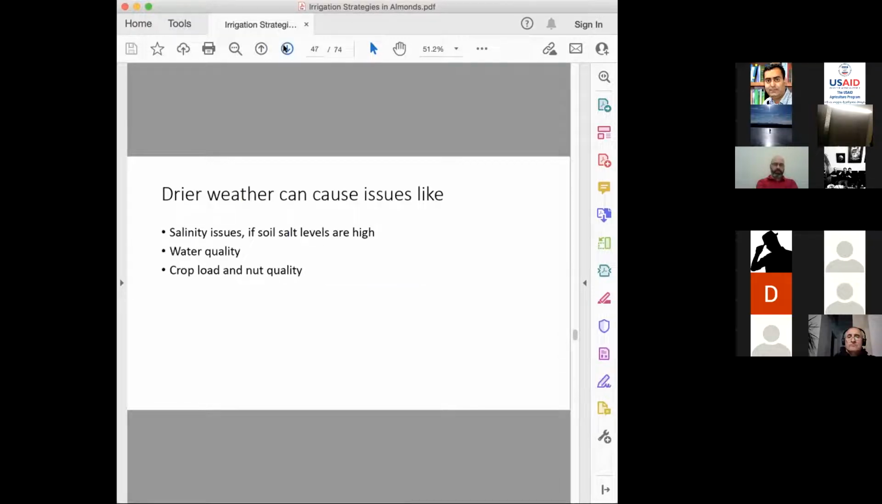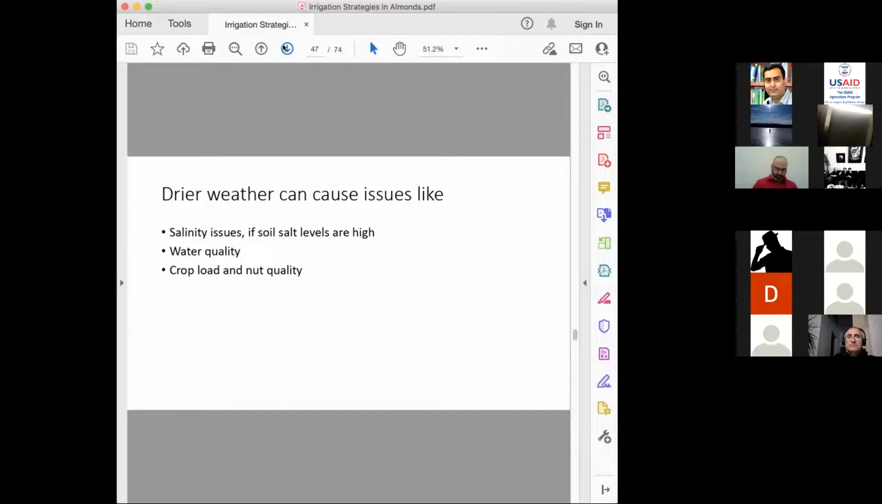So if you have dry weather, it can cause issues like salinity issues could increase multiple times if the salt levels in your soil are high. Okay. So if you have a lot of water in a flood irrigation scenario, and you have salts in your soil, you would probably be safe because your flood irrigation will push those salts down below the root zone into the soil profile, into the underground water aquifers.